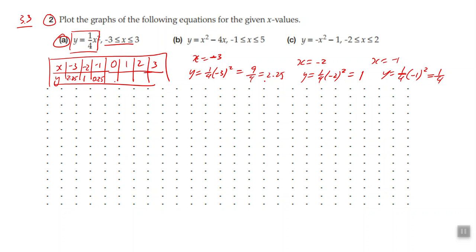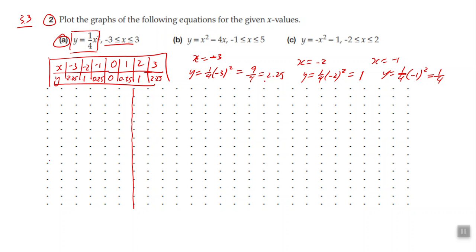When x equals 0, 0 times a quarter is 0. And when I sub in 1, 2, and 3, I get the same values as my negative version. So this will be 0.25, this will be 1, this will be 2.25. So all I need to do is plot the graph. I need to choose the appropriate scale.